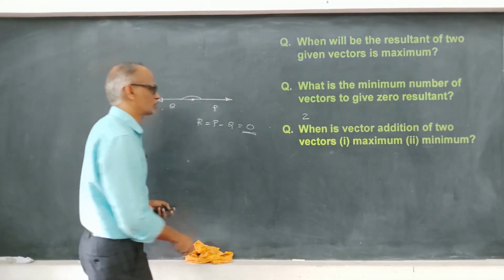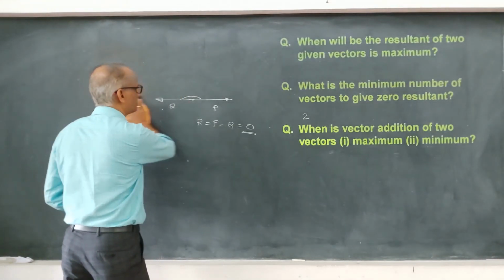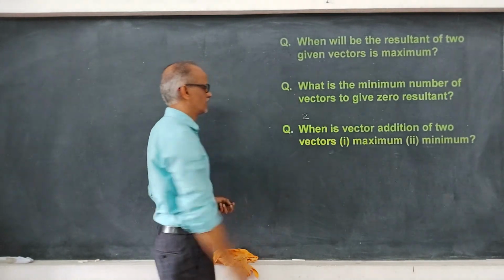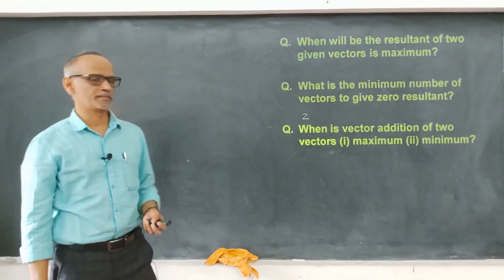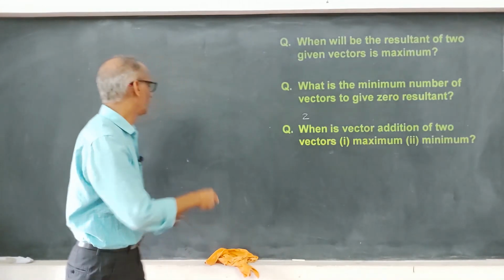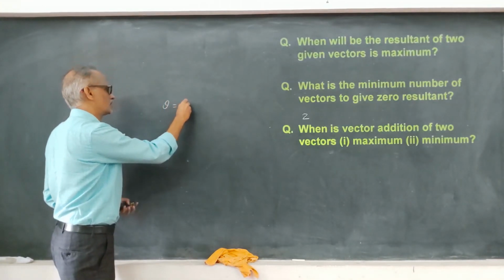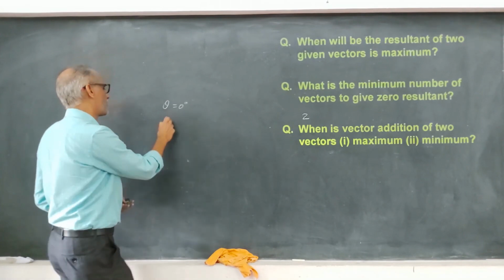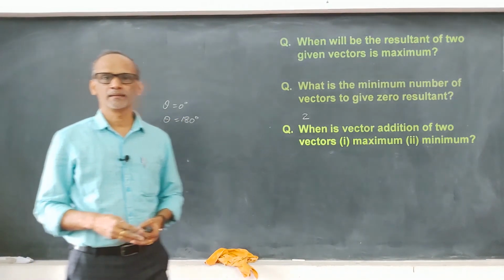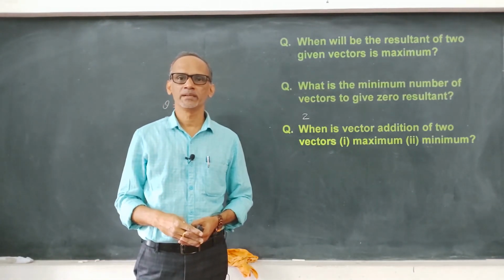When is the vector addition of two vectors maximum and minimum? Maximum is already answered here. Vector addition of two vectors is a maximum when the two vectors are along the same direction, or when the angle between the two vectors is 0 degrees, and it is a minimum when the vectors are opposite to each other, or when the angle between them is 180 degrees.